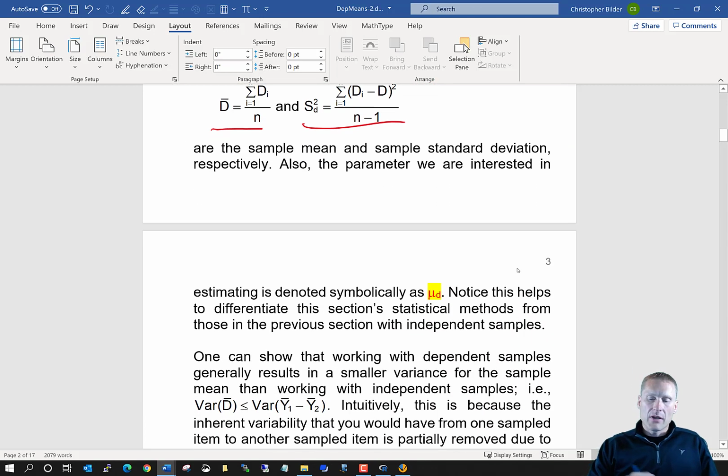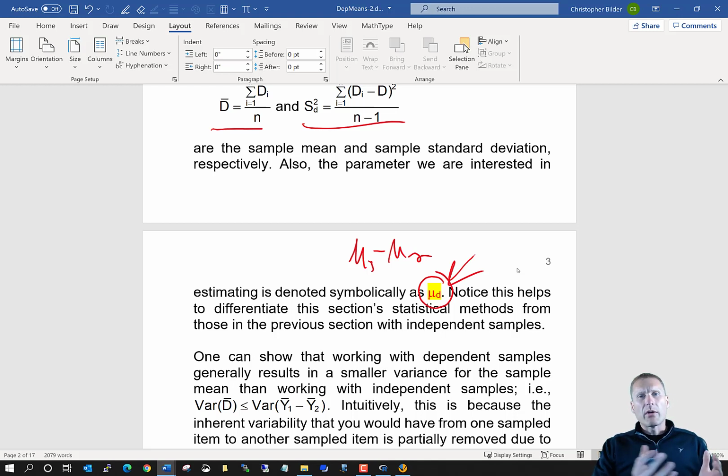Also, we're interested in the difference of two population means in order to make inferences about that. Now, since we're working with these differences, instead of writing it out like this, you could write it as, let's say, mu sub d. So the population mean of the differences. And yes, we do still have two populations. But using this notation helps us differentiate it from what we were doing when we had independent samples.